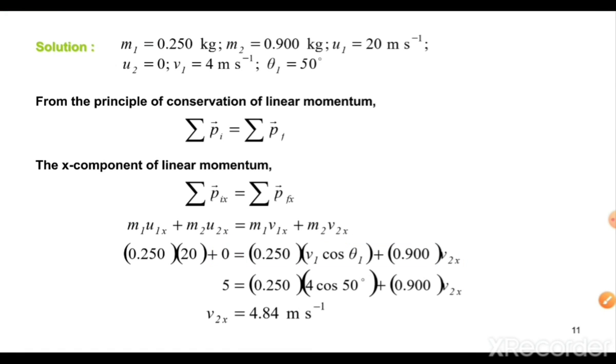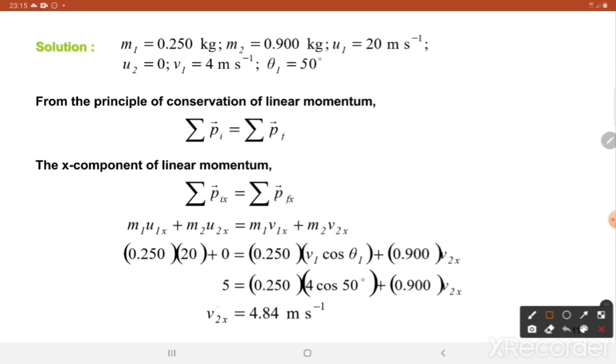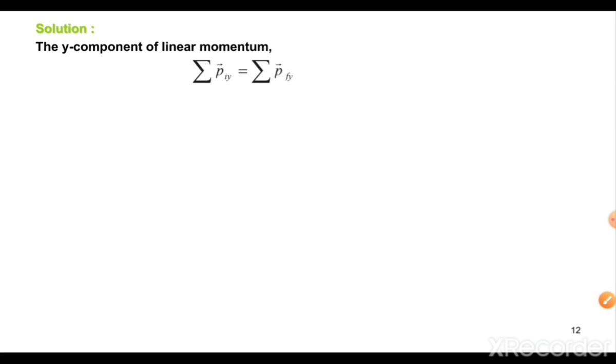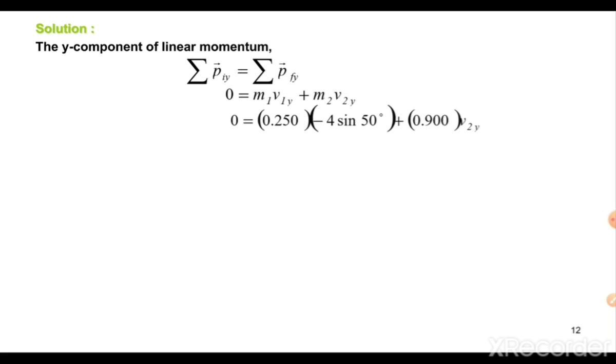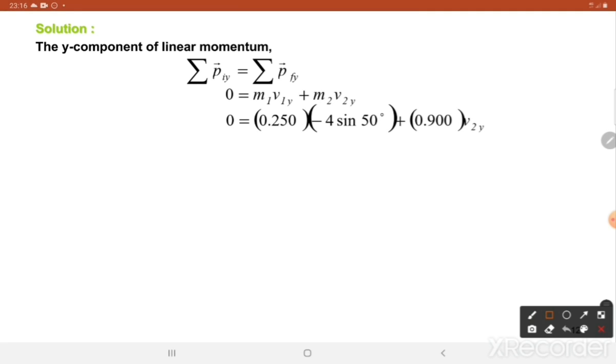So you will get v2x is equal to 4.84 meter per second for the momentum along x-axis. Next, you apply the principle along y-axis. The total momentum initial before collision is equal to 0 because no motion along y-axis. So same goes to this step, no need to expand this v2y.